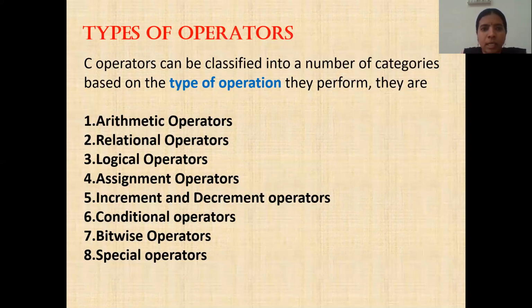Dear students, here the operators can be unary, binary, or ternary. There is only one ternary operator in C, which is the conditional operator. The rest of the 7 operators are classified as either unary or binary.